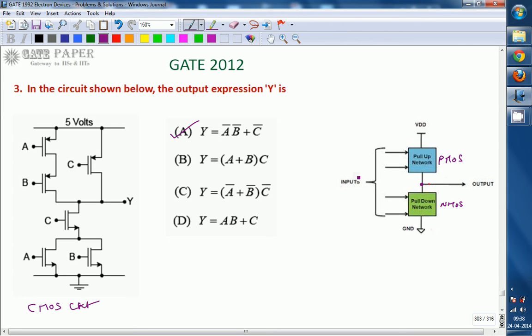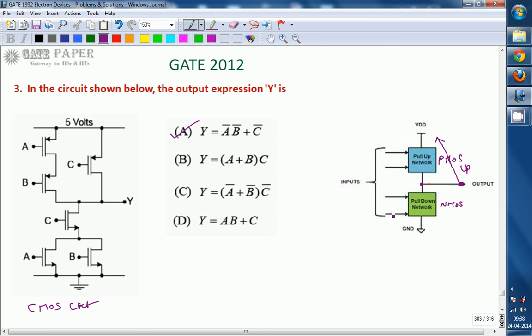For the given inputs, the output may be connected either to VDD or to ground. That is, the output may be either logic 1 or logic 0. If the output is logic 1, what is the meaning of that? The output is connected towards VDD. So the output node is pulling up towards VDD. So this is pulling up, so it is called pull up.